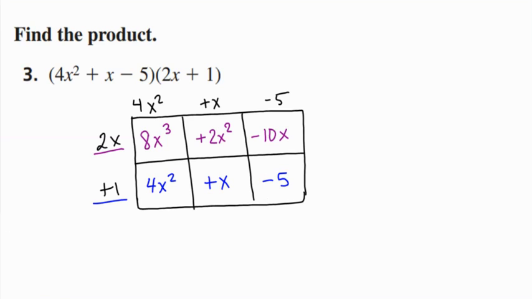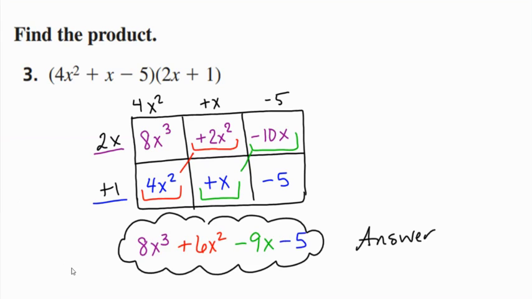And you'll notice here what happens is that not all of the time, but quite frequently, you have the diagonals ending up as your like terms. So we're actually going to combine 4x squared plus 2x squared. And we're going to combine x minus 10x. And when we combine our like terms, we get our final answer, 8x cubed plus 6x squared minus 9x minus 5. Okay. A few more examples.